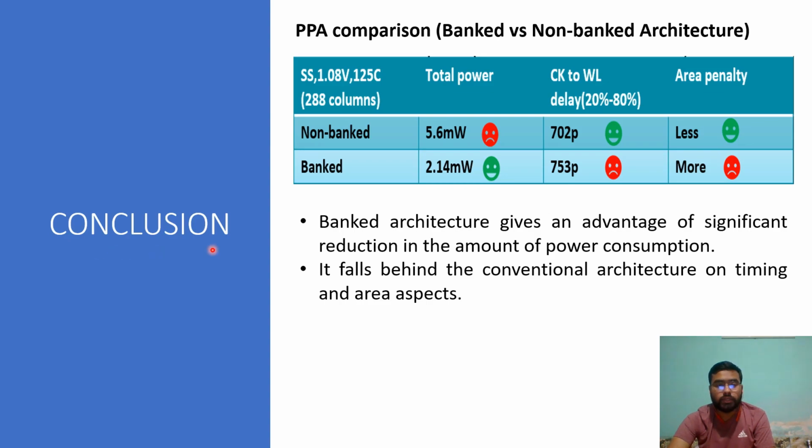To conclude this study, let us analyze the PPA results of banked and non-banked architecture. This data is presented for PVT corner SS, 1.08 volt and 125 degrees Celsius. Clearly, we can see that banked architecture gives the advantage of a significant reduction in power consumption. The area and delay of the control and row decoder part of the banked one are higher than those of its non-banked counterpart, so it falls behind the conventional architecture on timing and area aspects. Thank you.